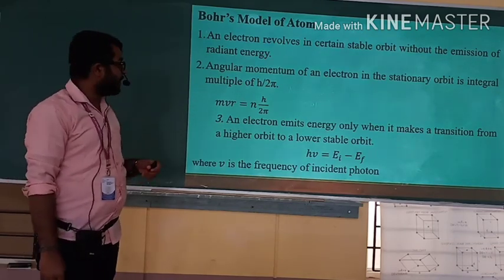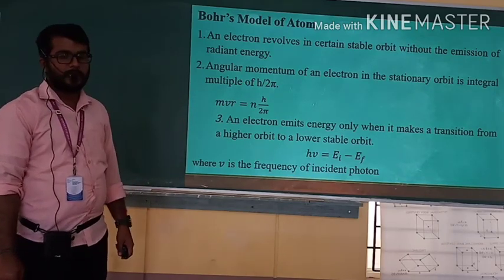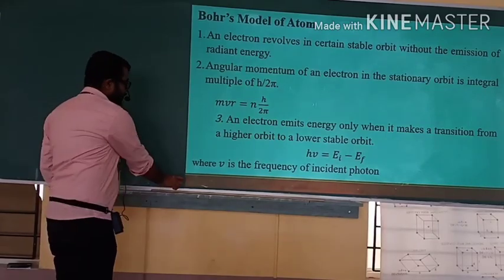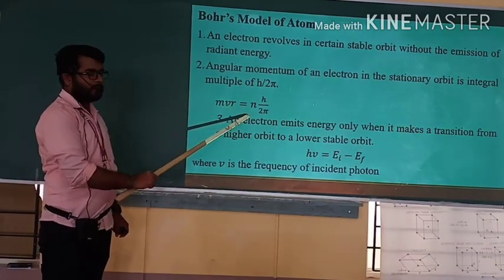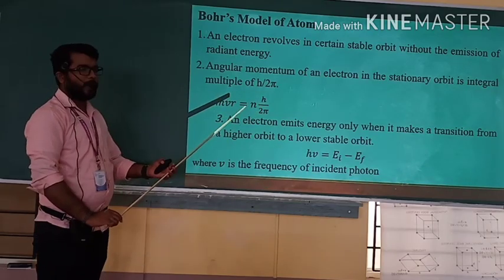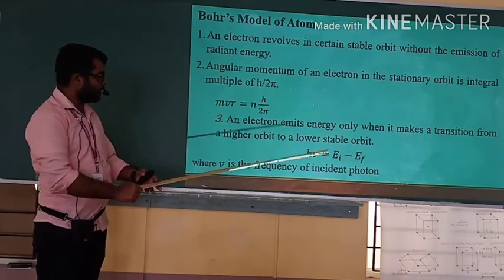The second postulate says that the angular momentum of an electron in a stationary orbit is an integral multiple of h by 2 pi. Here you can see that L is equal to mvr is equal to nh divided by 2 pi, where h is Planck's constant and n is the principal quantum number.